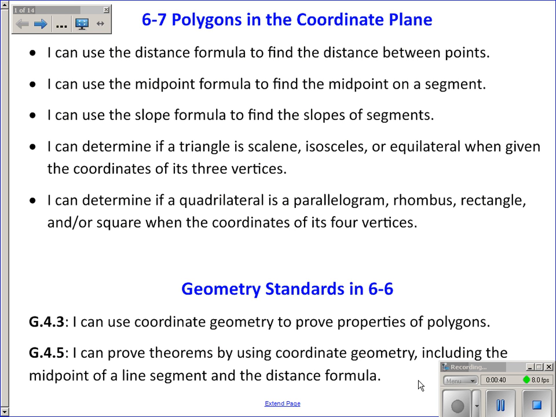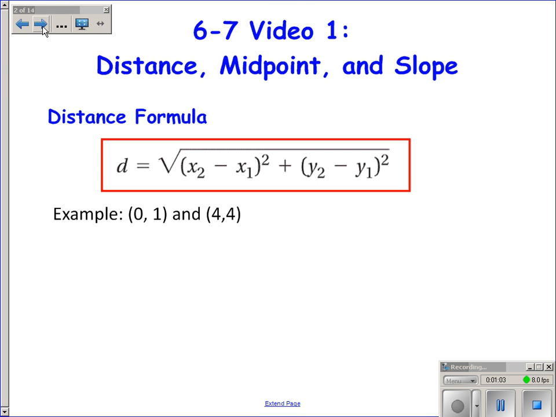In the second video, we'll talk about how you can determine if a triangle is scalene, isosceles, or equilateral when you're given the coordinates of its 3 vertices, and if you can determine if a quadrilateral is a parallelogram, rhombus, rectangle, and or square, or kite, or trapezoid when you're given the coordinates of the 4 vertices. Okay, first, the distance formula.